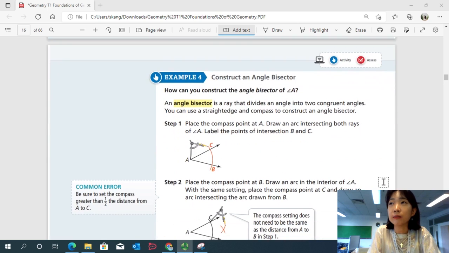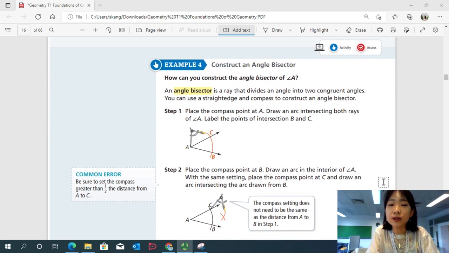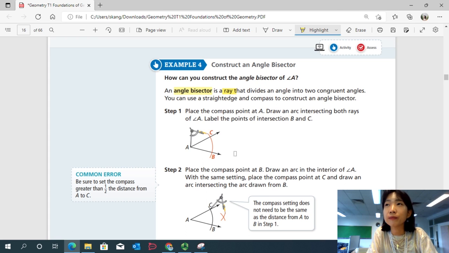Alright, let's look at example 4. Now we're going to construct an angle bisector. What is an angle bisector? An angle bisector is a ray. It has to be a ray that divides an angle into two congruent angles. Remember, your angle is formed by two rays. So from the same endpoint, you're going to draw another ray that divides your angle in half.